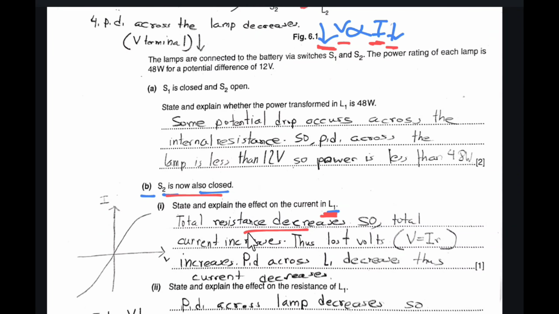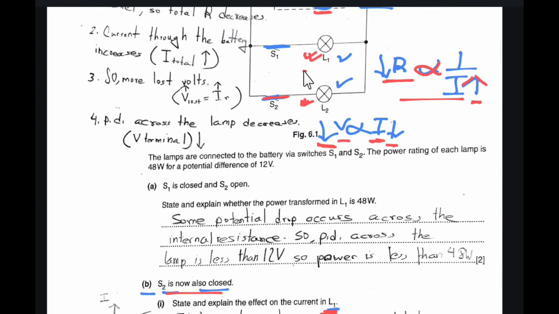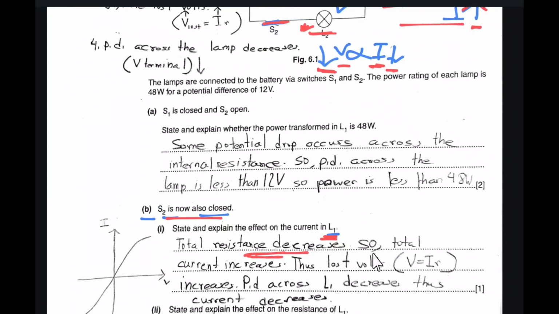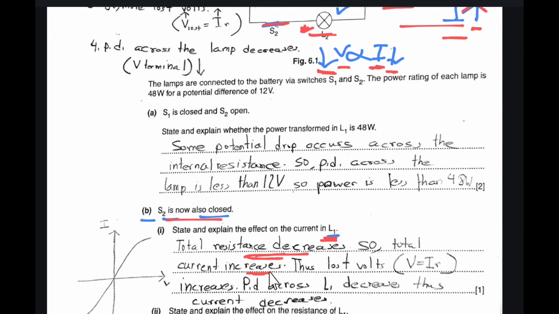So the total resistance across this internal resistance, or the total resistance across these resistors, decreases, so the total current increases. Due to this increase in total current, the lost volt increases, and as the lost volt increases, the potential difference, or the voltage across L1, decreases. As the potential difference across L1 decreases, and potential difference is directly proportional to current, the current also decreases.